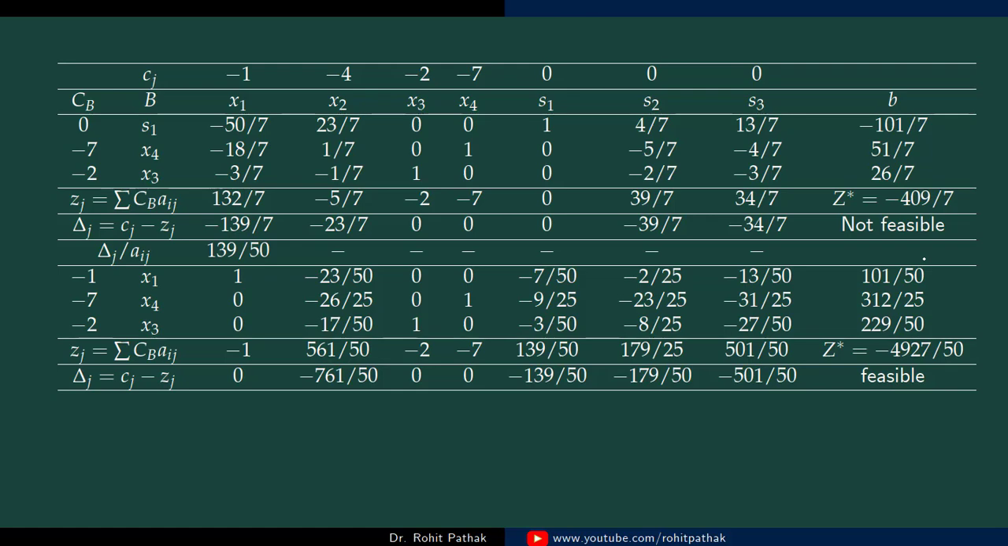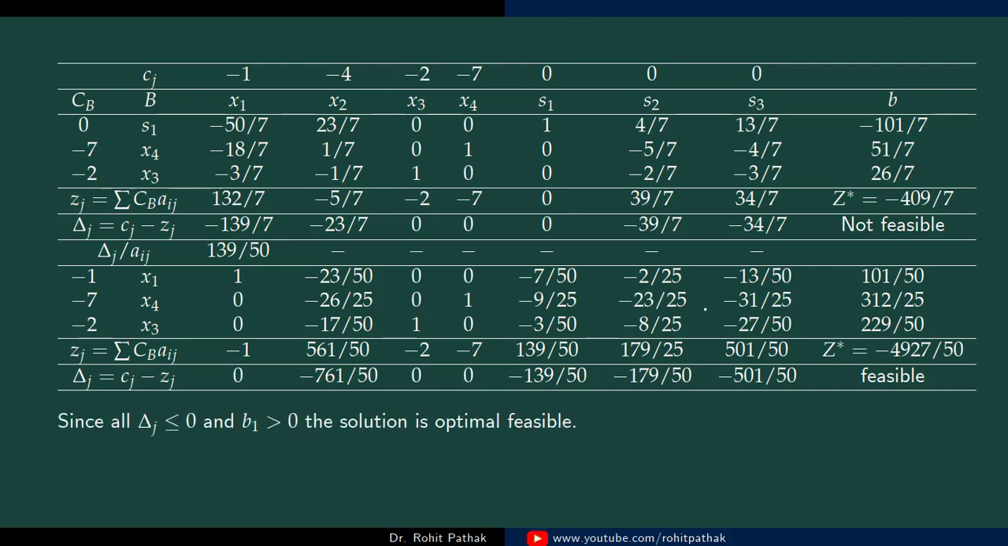So we had started from an infeasible solution, optimal but infeasible, and we have obtained a feasible and optimal solution. So we move from an optimal infeasible to an optimal feasible solution. This is the dual simplex method.